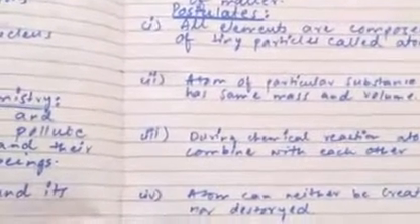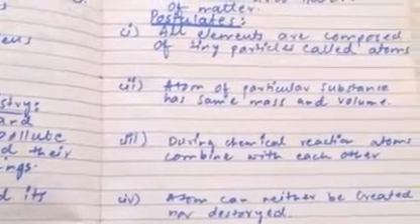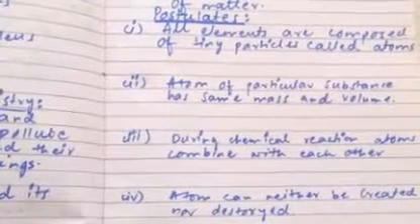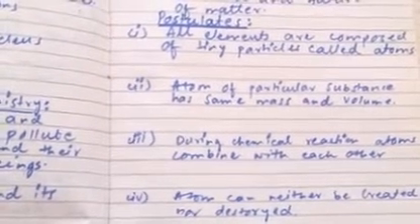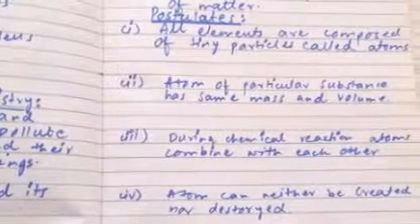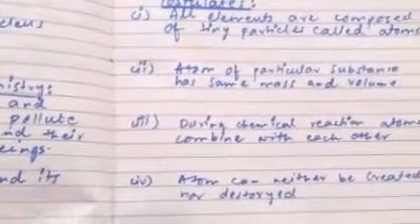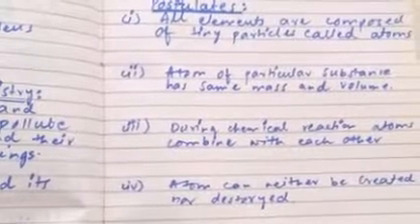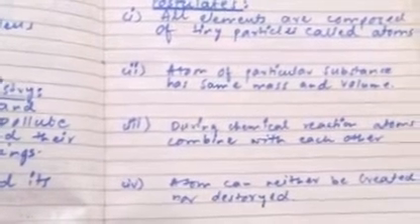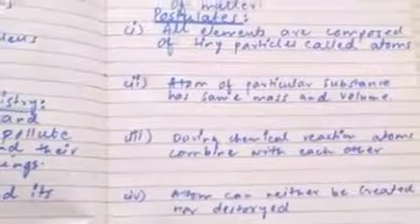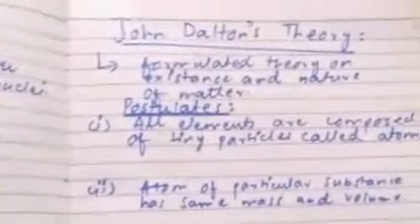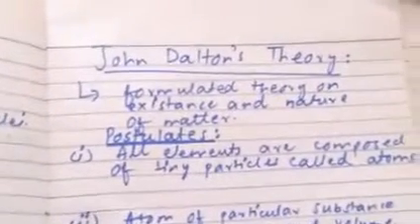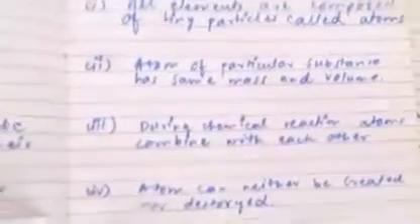So he said that elements are composed of atoms, and atoms of a particular substance have the same mass and volume, and they combine with other atoms during a chemical reaction to form a new compound, and they can neither be created nor destroyed, but they change from one form to another form. So these are the postulates of John Dalton's atomic theory, which show the existence and nature of matter.